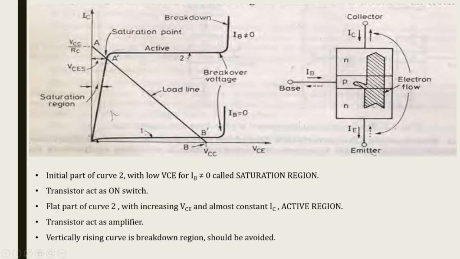So when IB is not equal to 0 and VC is less, not high, at that time this region is called the saturation region, and here the transistor acts as a closed switch. Further, you can see the flat part of this curve 2. The flat part of curve 2 is called the active region, where the transistor acts as an amplifier. Also here you can see this is the breakdown point. Further IC increases abruptly, so this condition should be avoided.